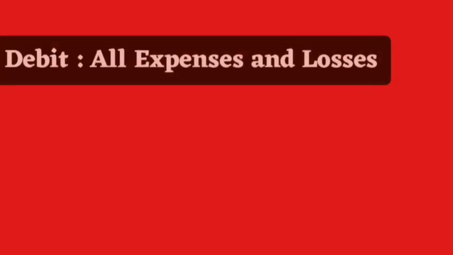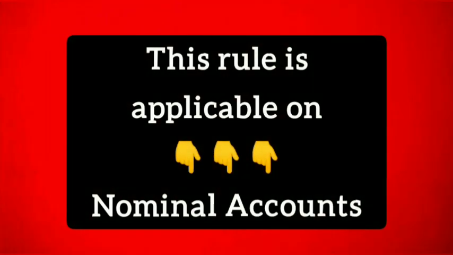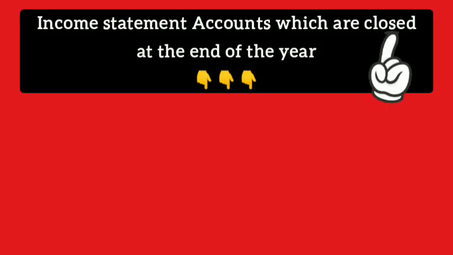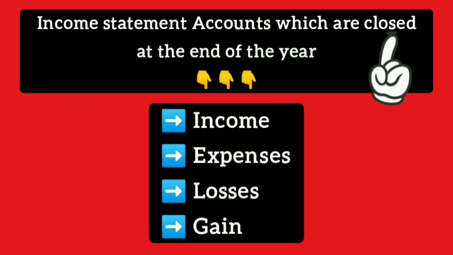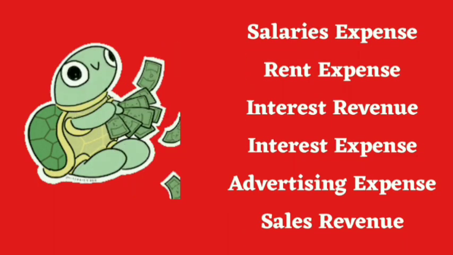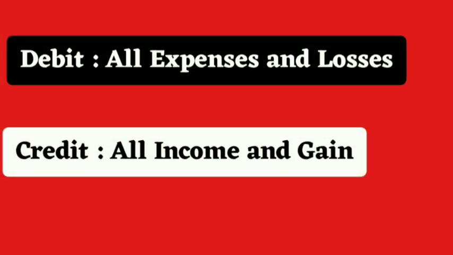Finally, golden rule number 3, debit all expenses and losses, credit all income and gains. This rule is applicable on nominal accounts. What are nominal accounts? These accounts involve income statement accounts which are closed at the end of the year, that is income, expenses, losses and gains. These are some examples of nominal accounts. Getting back to our rule number 3. Debit all expenses and losses, credit all income and gains.